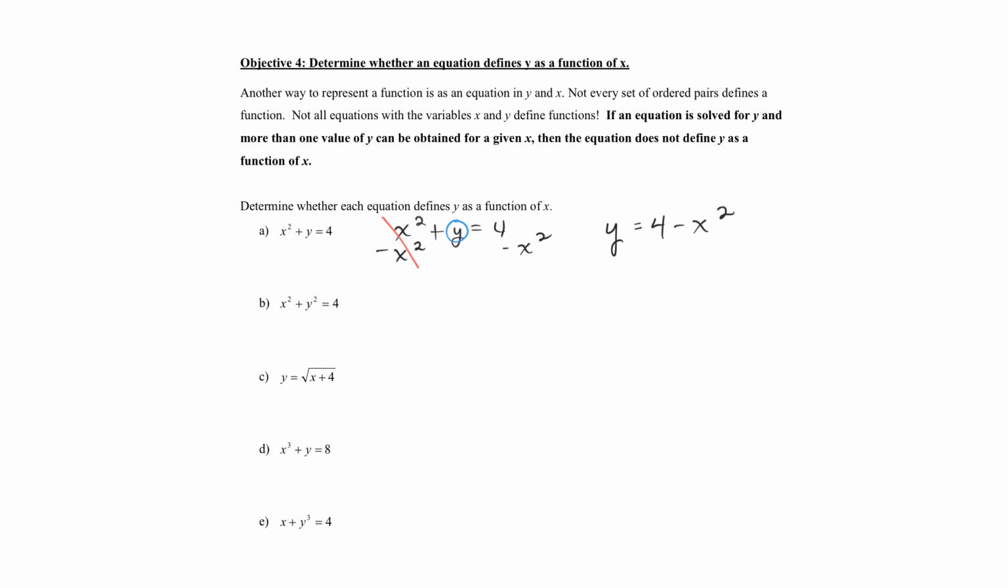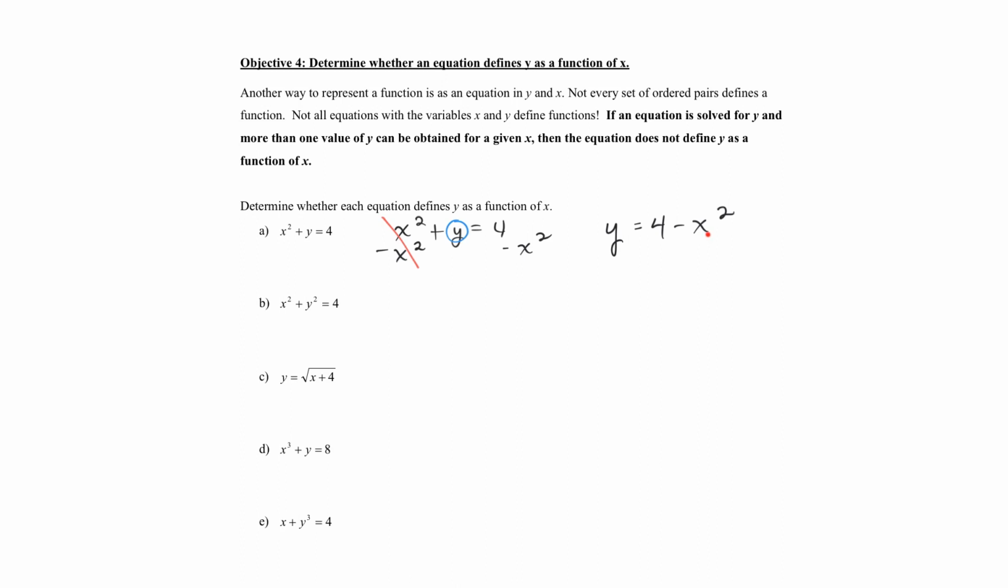Now, for any given value of x, the rule says square it, subtract that value from 4, and that is your value for y, right? And there is only one possible y value for each and every value of x. Think of a value of x and plug it in and see if you can get something different than one specific number. It's not possible, right?